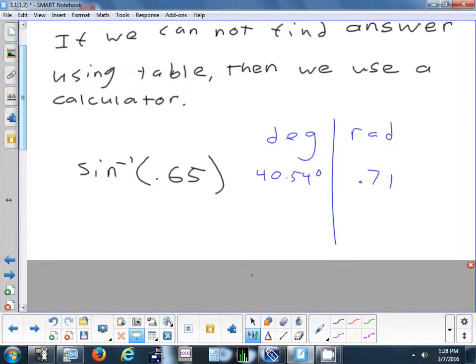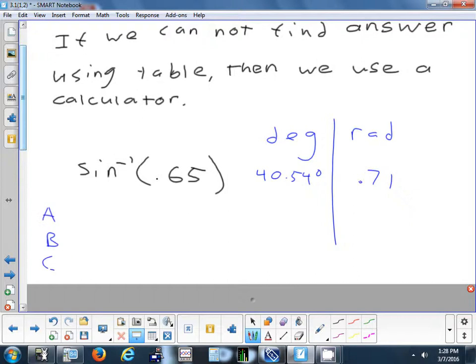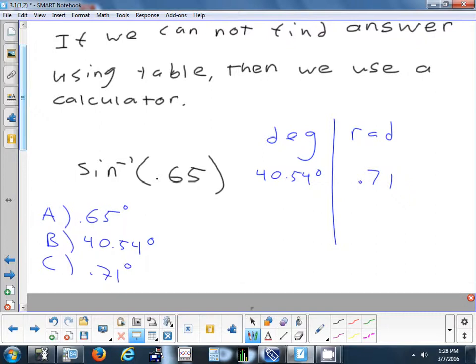Now here's the mistake that people make on the test. Say I gave you three choices here: 0.65, 40.54, or 0.71. There's only one answer there that is correct. There's not two correct answers up there. Which answer is correct? B. What? Why not C? Because the radian is not produced. The answer is 0.71 radians, not 0.71 degrees. So the way I've listed the problem right now, the correct answer is B.